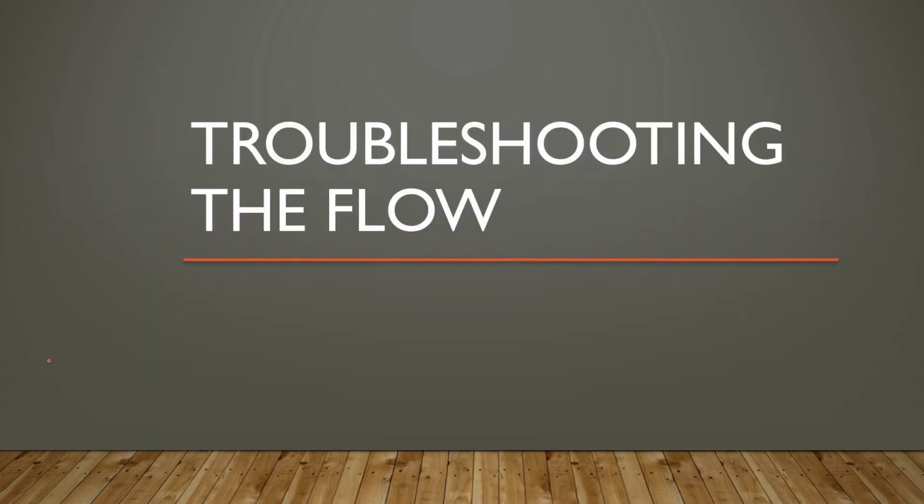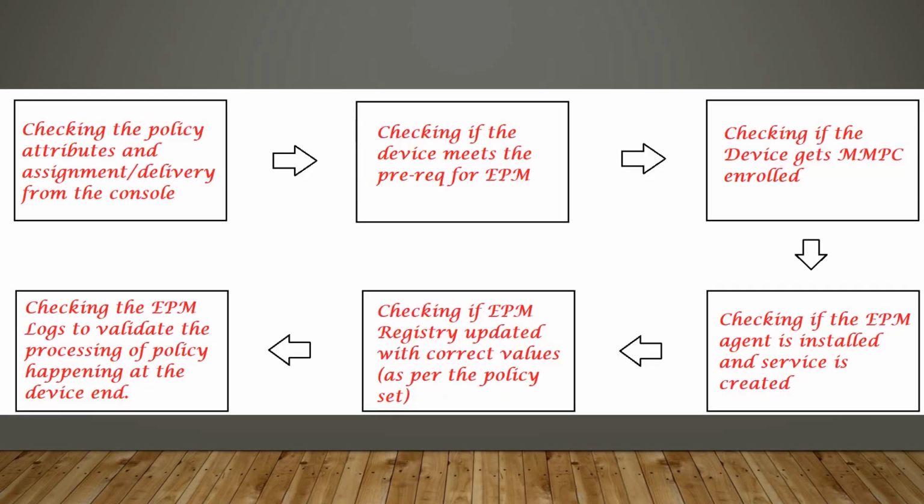Okay, now let's take a look at the troubleshooting flow that we should follow while troubleshooting any issue related to EPM. This troubleshooting flow is in accordance with the first two diagrams that we have seen. These are the 6 steps that I have categorized our troubleshooting into.